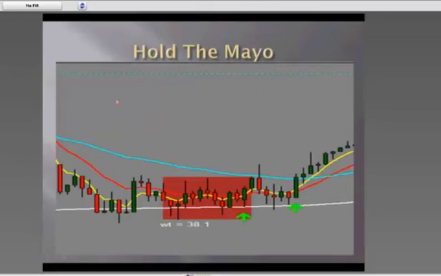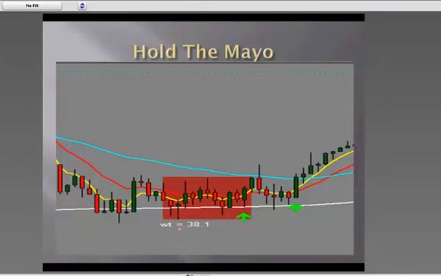There it is again. It just missed the mayonnaise. It rattled around between the water and the mayonnaise. Look at that spike to the high right after. 118 pips, and then it just took off. It was gone. This is holding the Mayo. Peak formation was low here. I believe this was Australian a couple days ago.